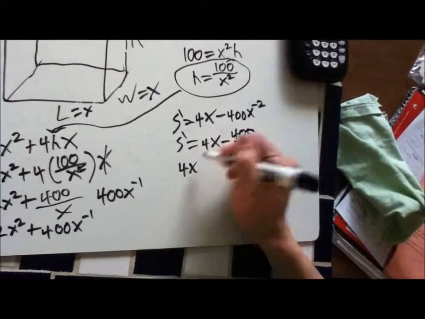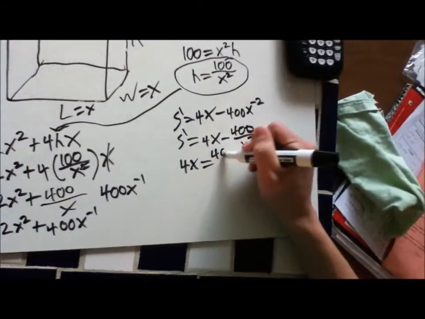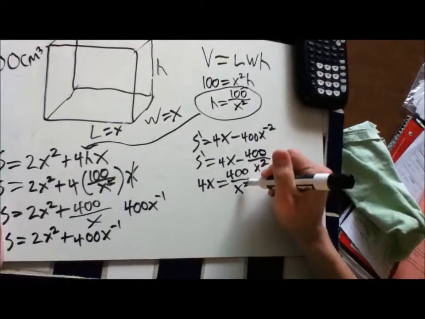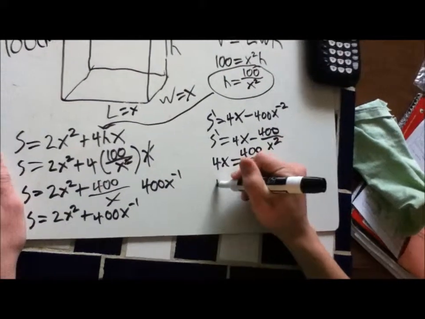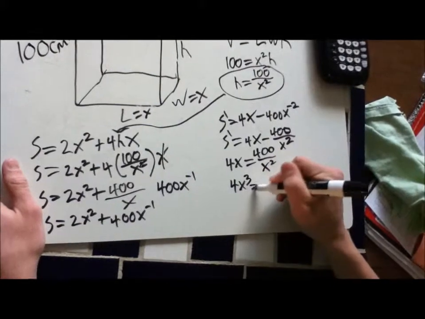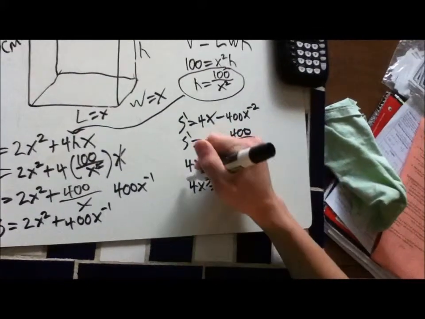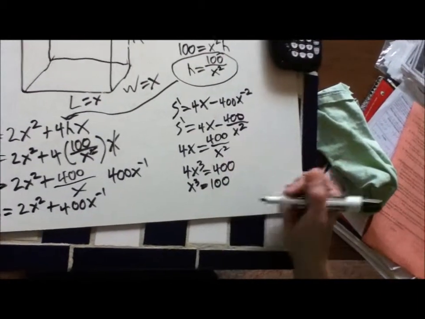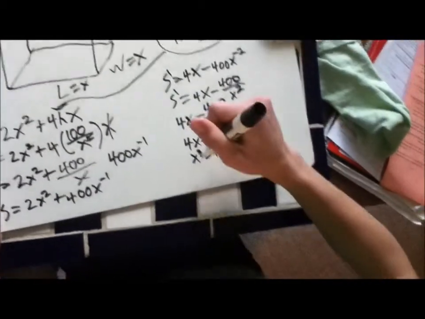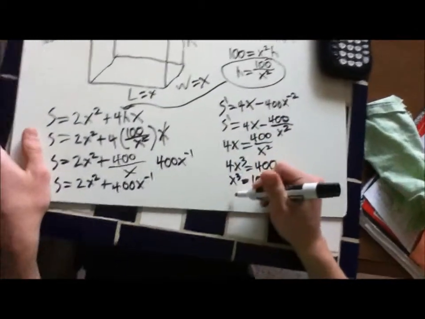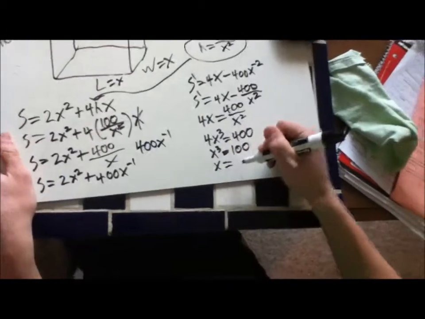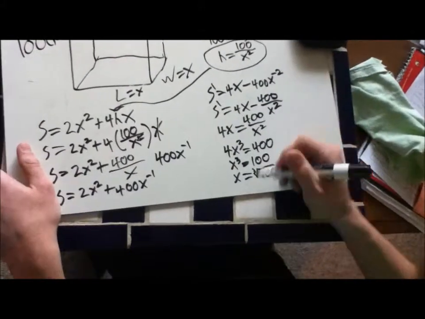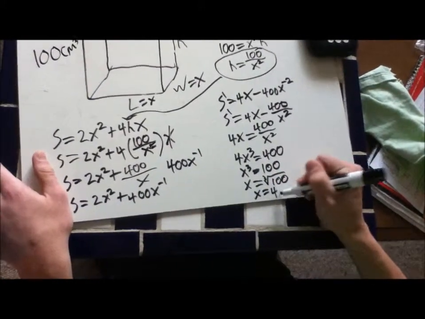So we get 4x equals 400 over x squared. And so we will take the x squared over here and multiply. So we get 4x cubed equals 400. And we're going to divide by 4. So we get x cubed equals 100. To get rid of the cube, we're going to do the cube root of 100. So x equals the cube root of 100, which equals 4.64.